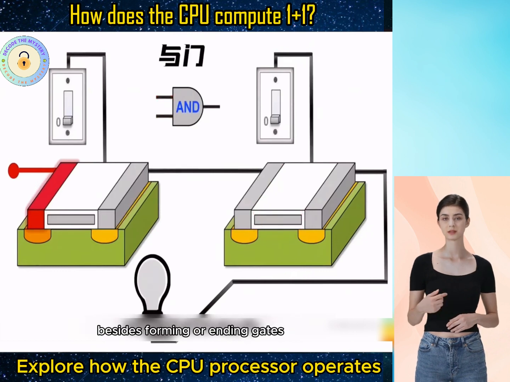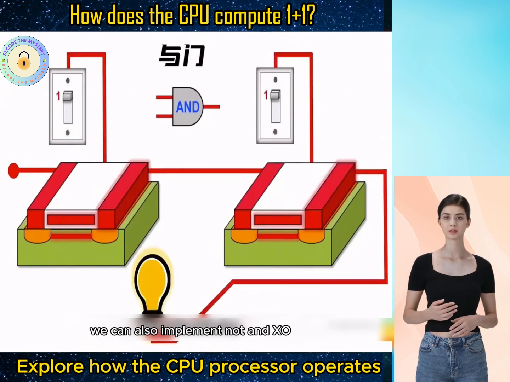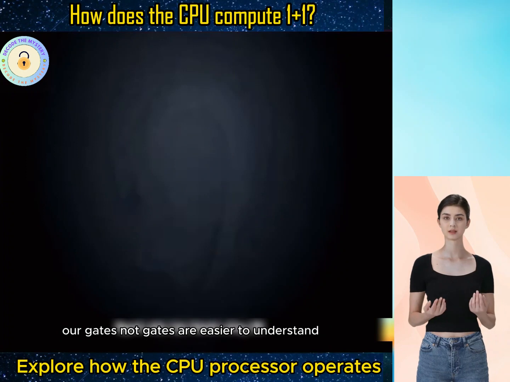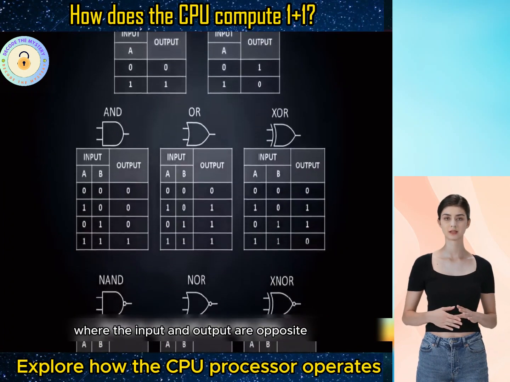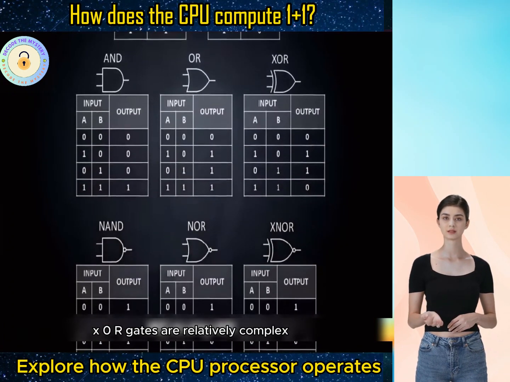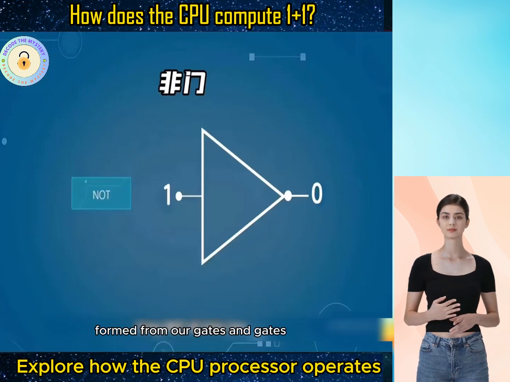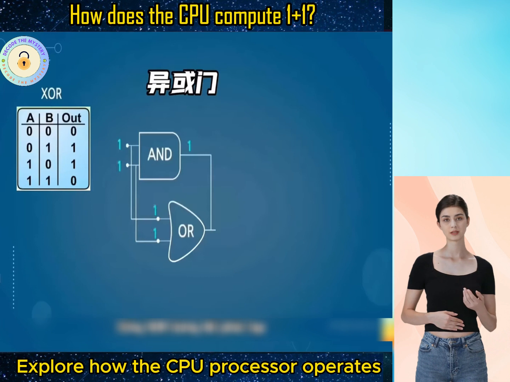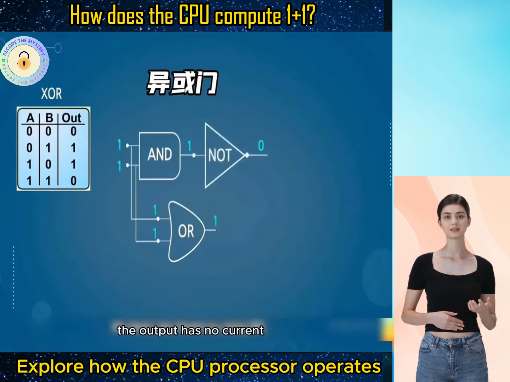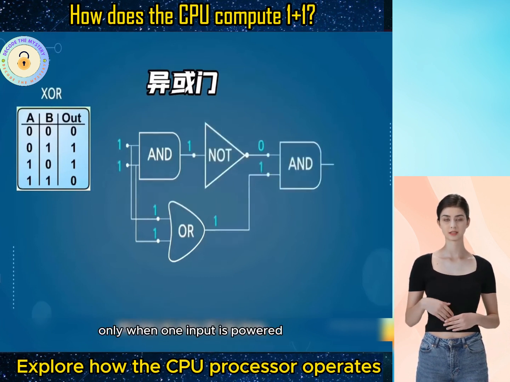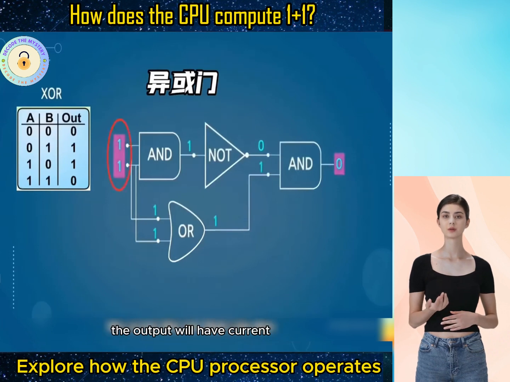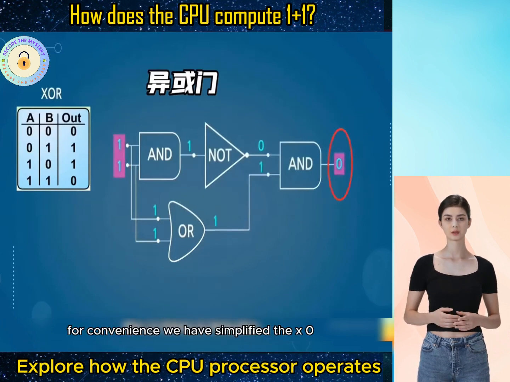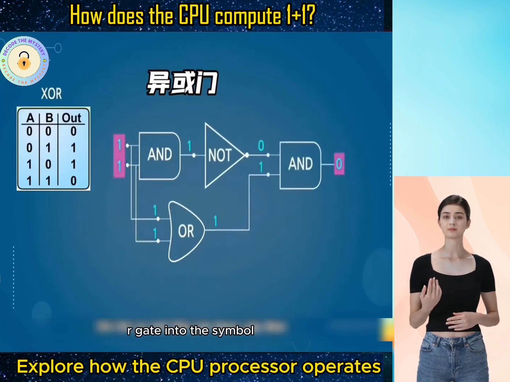Besides forming OR and AND gates, we can also implement NOT and XOR gates. NOT gates are easier to understand, where the input and output are opposite. XOR gates are relatively complex, built by combining OR gates and NOT gates. When both inputs are powered, the output has no current. Only when one input is powered, the output will have current. For convenience, we have simplified the XOR gate into this symbol.